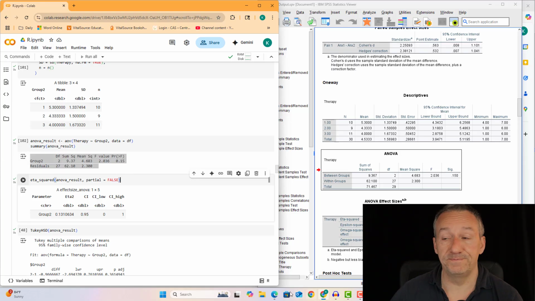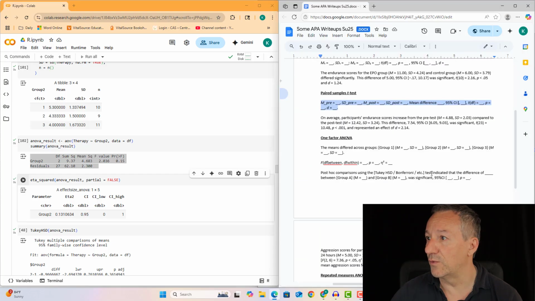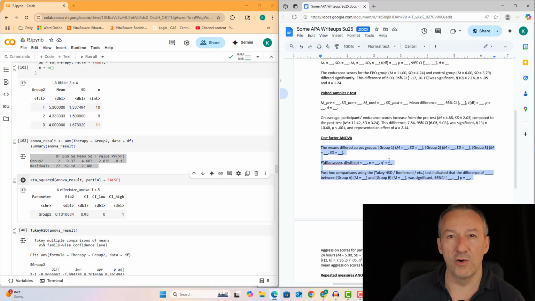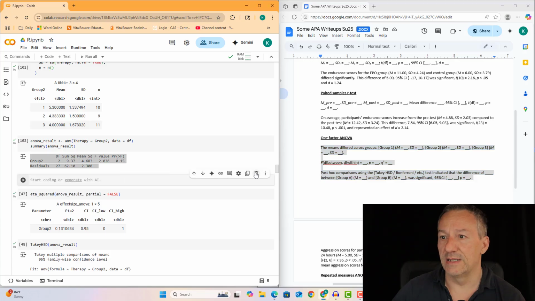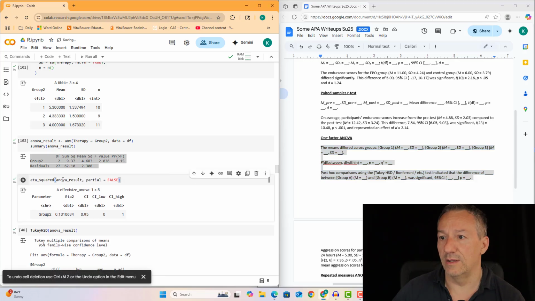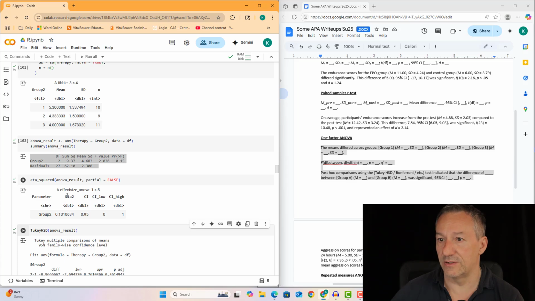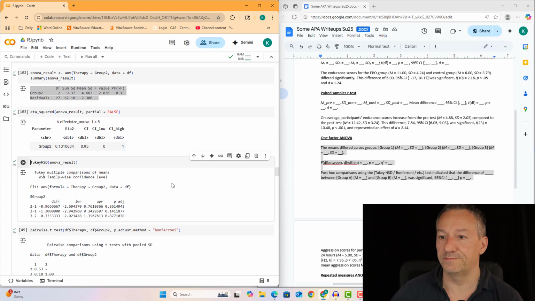Maybe you want to get your eta squared. If we go back to the write-ups, what we're looking for here is several things. We want to get our means and standard deviations. We want to get the ANOVA, the F, the p, and the eta squared. To get that, shift enter, and then eta squared right there, 0.13.